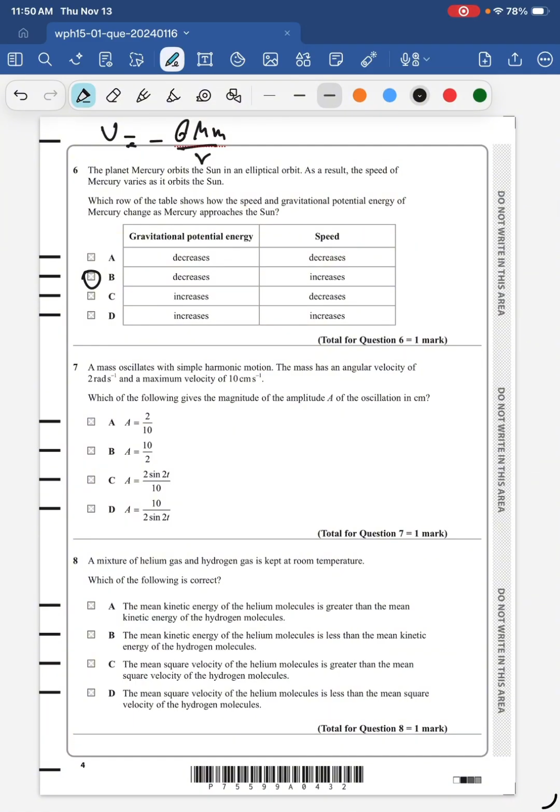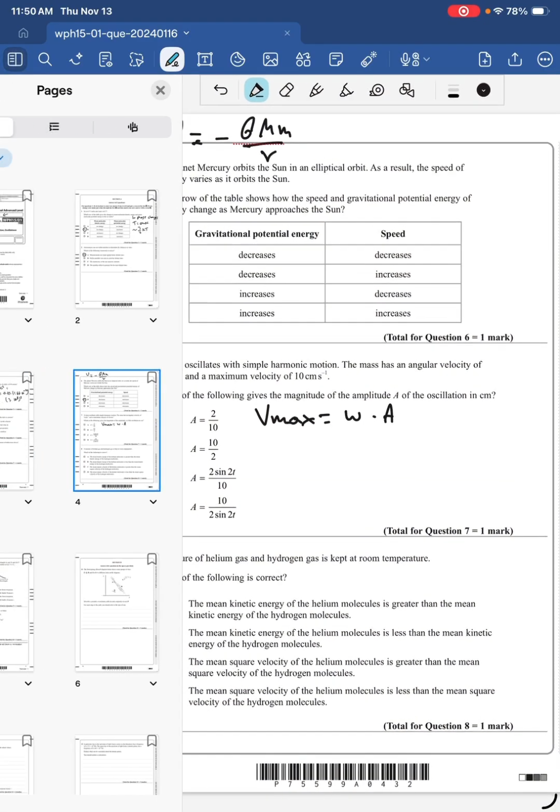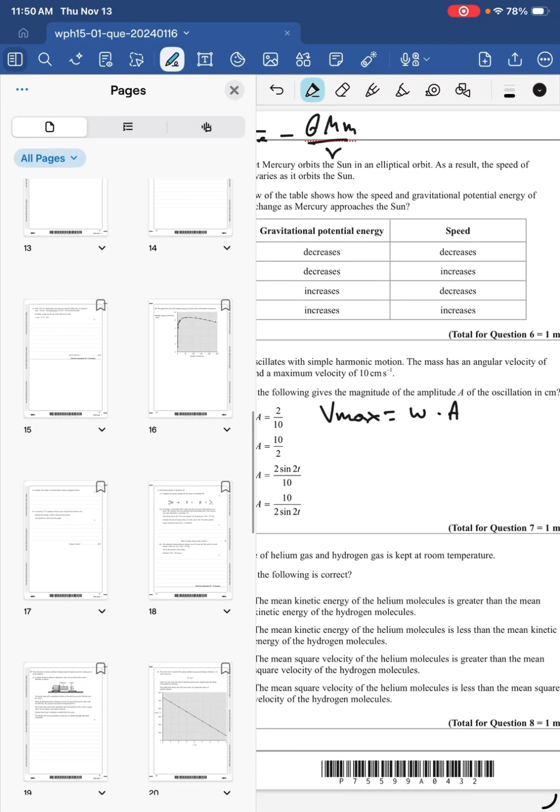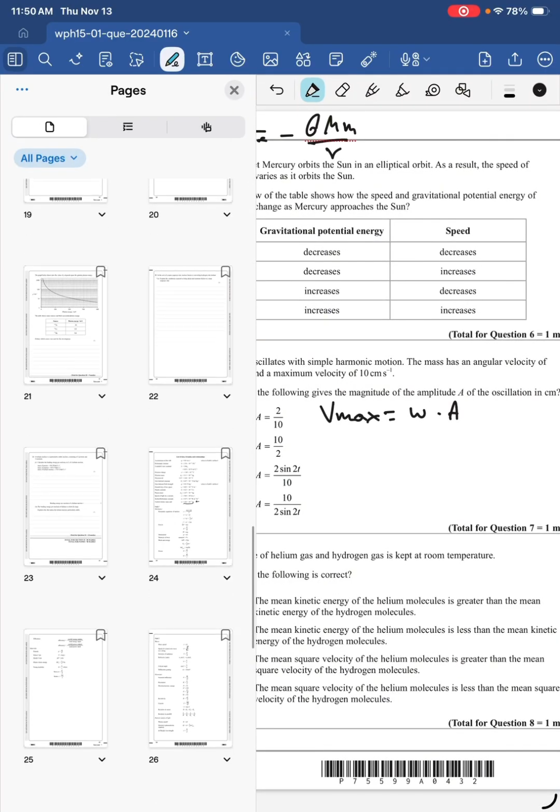Question 7. A mass oscillates with simple harmonic motion. The mass has an angular velocity of 2 radians per second and a maximum velocity of 10 centimeters per second. Which of the following gives the magnitude of the amplitude A of the oscillation in centimeters? So the maximum velocity is equal to omega times A. How do I know that? If they don't have the formulas, I'm going to explain it.